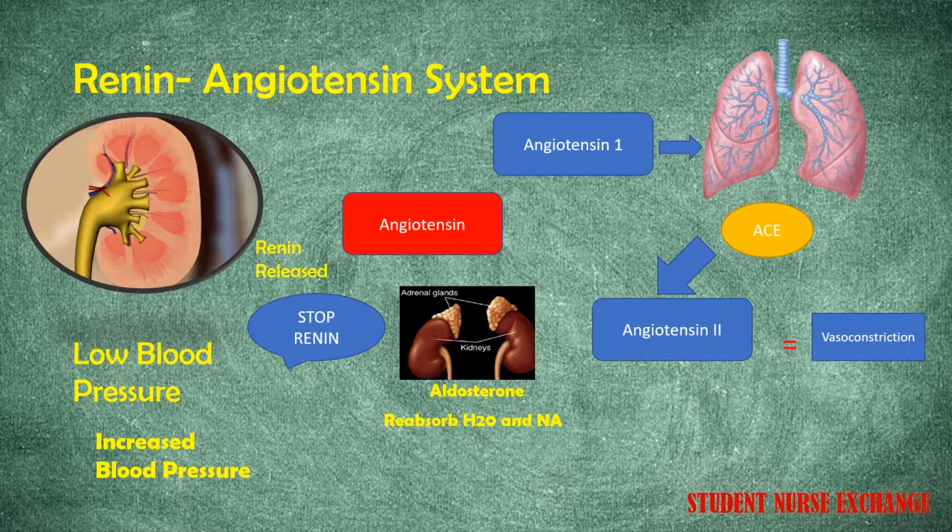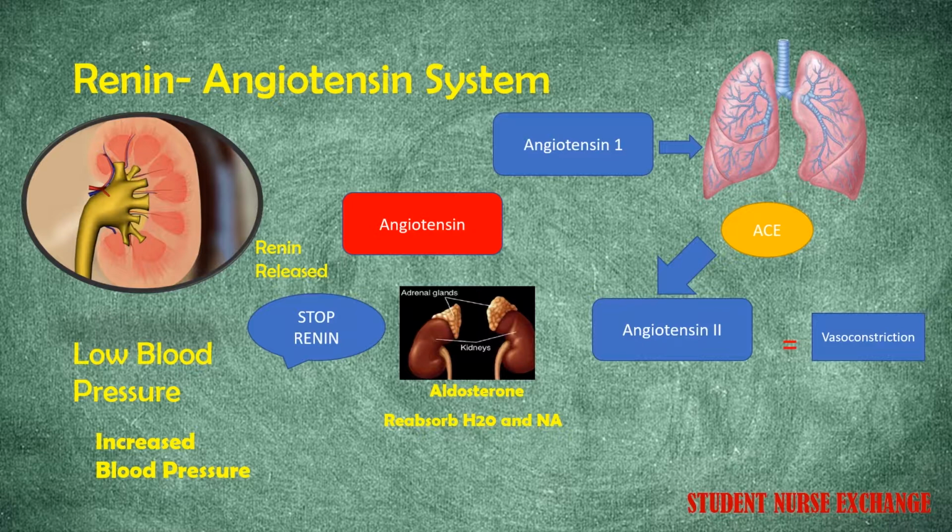And when you look at different medications, they affect really the ACE. So you stop the conversion of angiotensin 1 into angiotensin 2. That causes vasodilation, so it helps decrease blood pressure. We also have medications that block aldosterone, so you don't reabsorb water and sodium, and those also help to lower blood pressure.